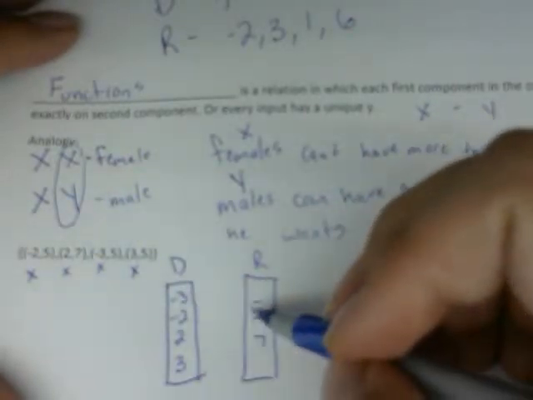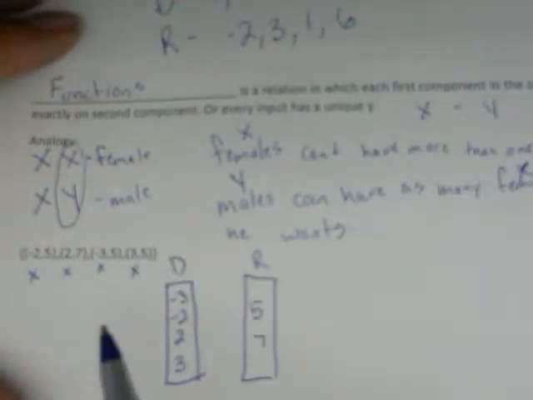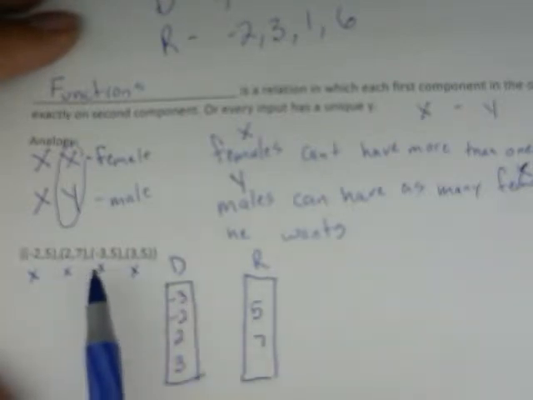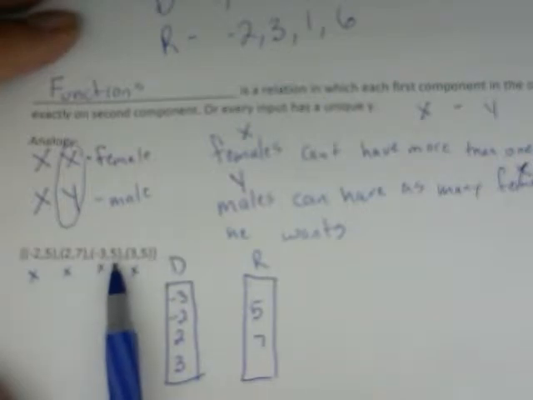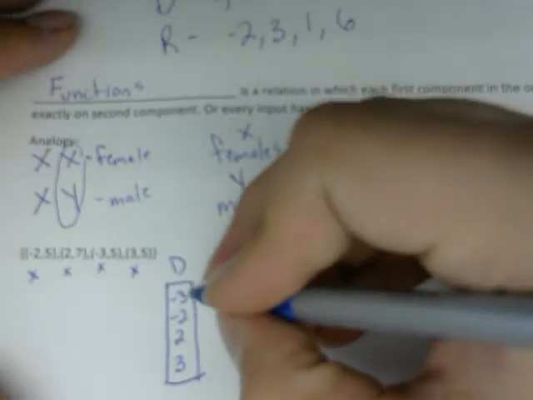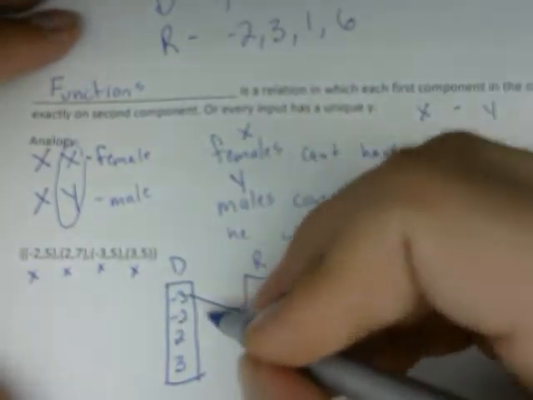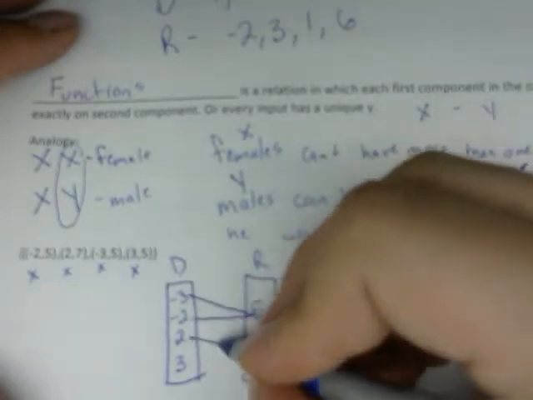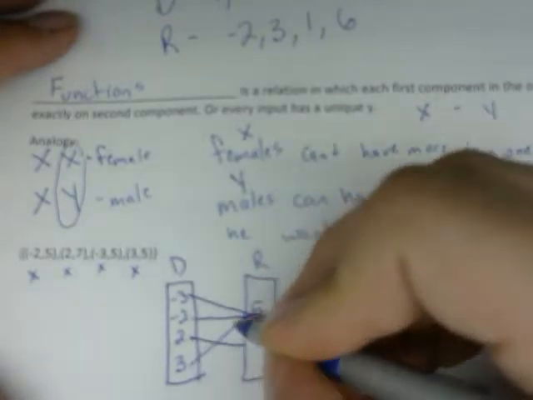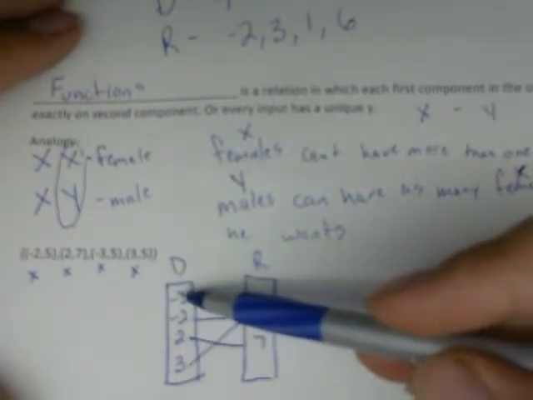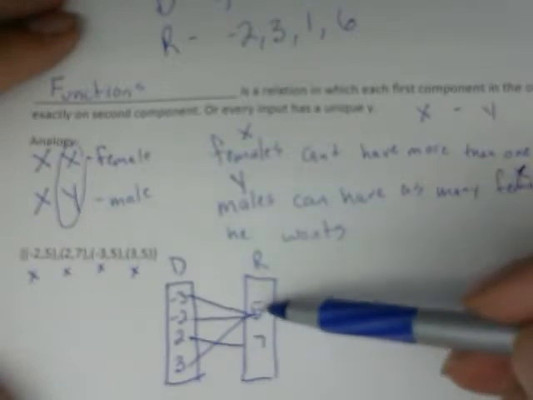Now, I'm going to draw a line from every x value to its y value. So -3 goes to 5, so I'm going to draw from -3 to 5. From -2 to 5 again. From 2 to 7. And then from 3 to 5. So these are all my females. This female is only dating this male. This female is only dating this male. This female is only dating this male.